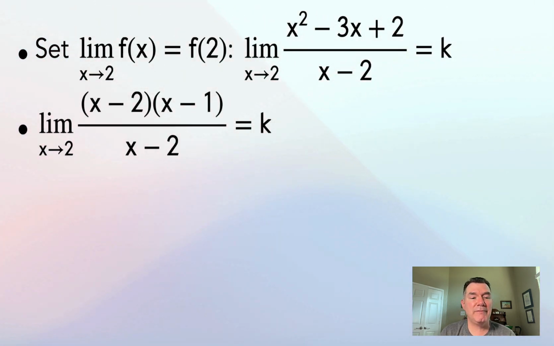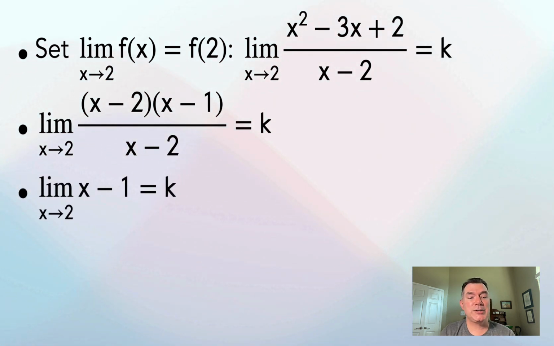The numerator of that fraction can be factored into x minus 2 times x minus 1, all over x minus 2. Now remember, I'm looking at x's that are near x equals 2, not at x equals 2. So those x minus 2's are not actually zeros, they're just really, really close. I can divide those out and get that this is going to behave a lot like x minus 1, everywhere except at x equals 2.